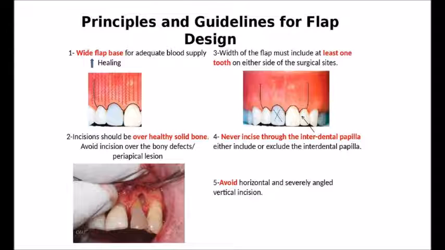Now the fifth one is avoid horizontal and severely angled vertical incisions. Always severely angled vertical incisions as well as horizontal incisions should be avoided whenever possible. Why are we avoiding these? In the first picture you can see the vertically running blood vessels. Whenever we cut in a horizontal or angulated manner, we can cut so many blood vessels, so preferably we cut vertically.